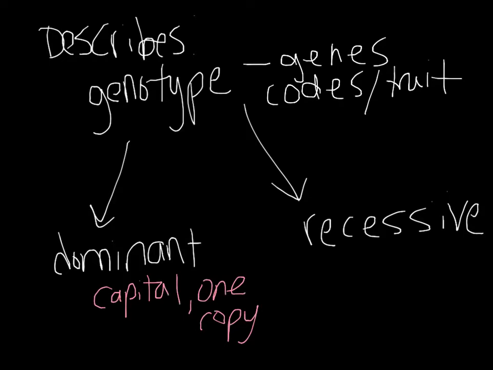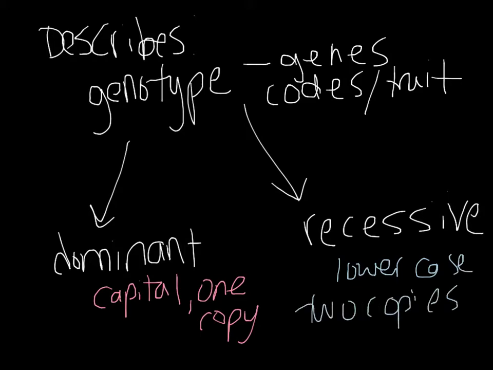The opposite of dominant is recessive, and these are usually represented by lowercase letters. In order to show a recessive trait, you need to have two copies. Examples of this would be things like sickle cell and hemophilia, where you would need two copies for this to show up. So again, these are your genotypes.